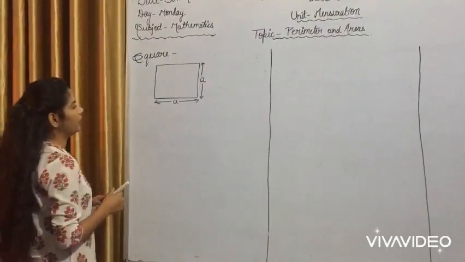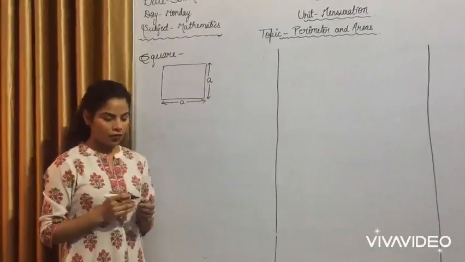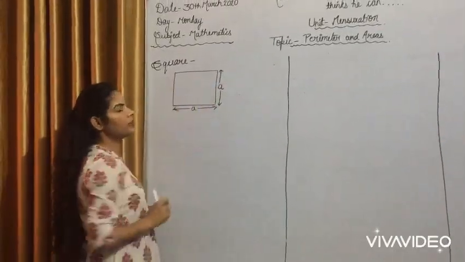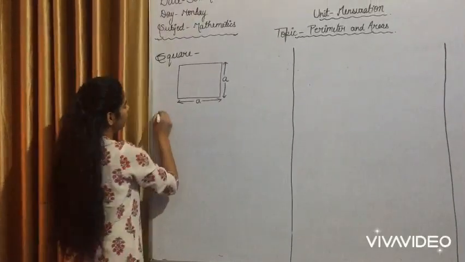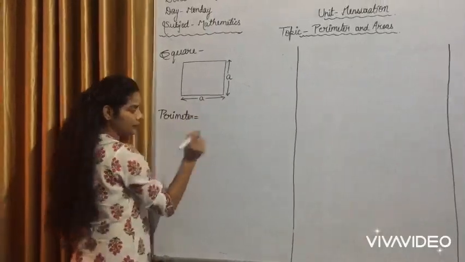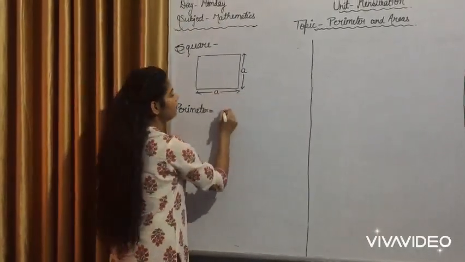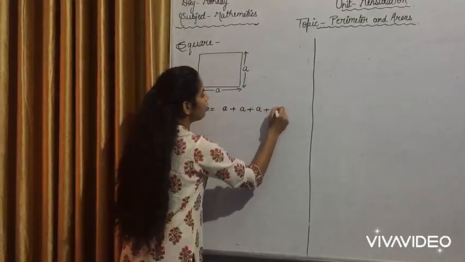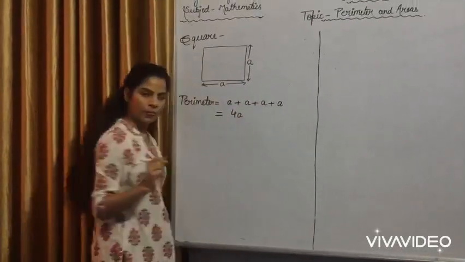Let's begin with square. What is a square? Square is a 4-sided figure whose all the 4 sides are equal and all the angles are also equal. And the measure of each angle is 90 degrees. How do you take out the perimeter of a square? Perimeter of a square is equal to sum of all these sides, which means every side is A here. So perimeter is sum of all the 4 sides. In brief, we can write 4A.